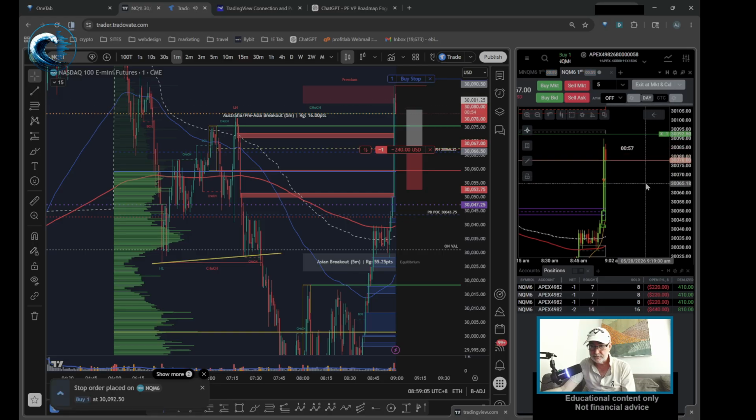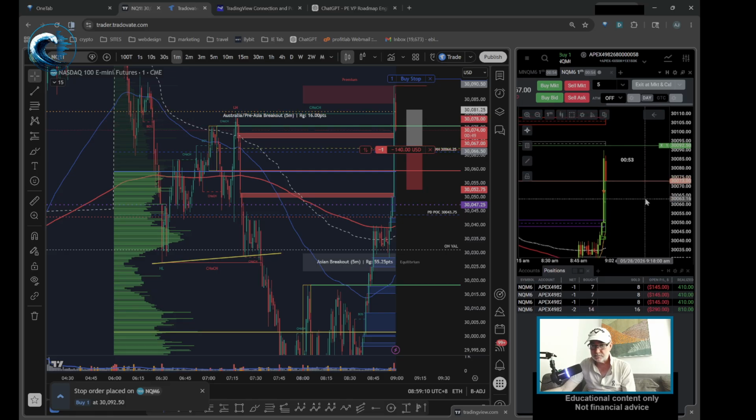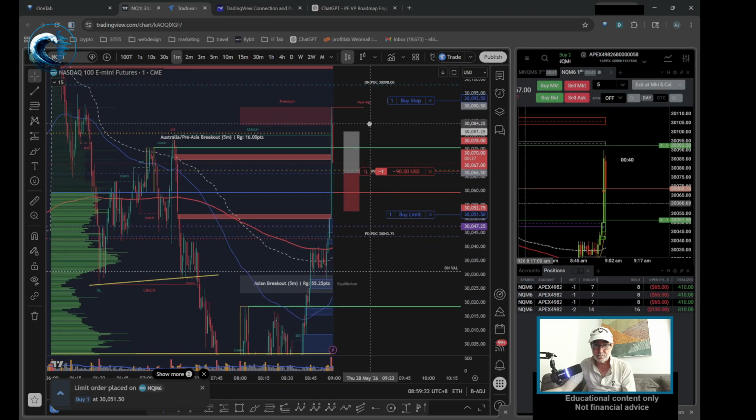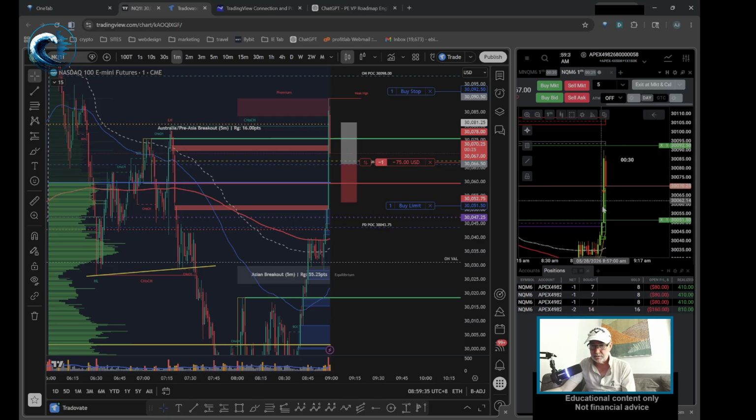Order working. Order working. Okay. Let's see how we go here. Alright, that was a bit risky. If I can get under this with a candle or two, I'll probably reduce my risk here.